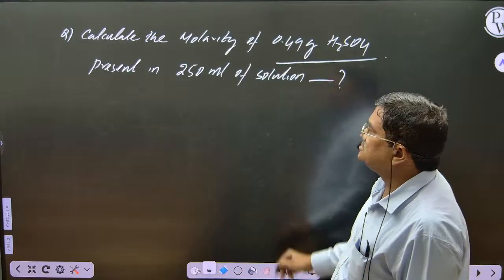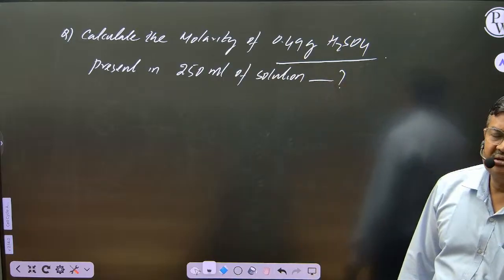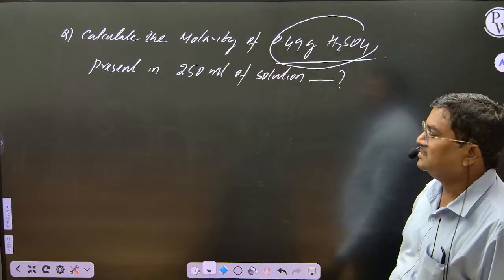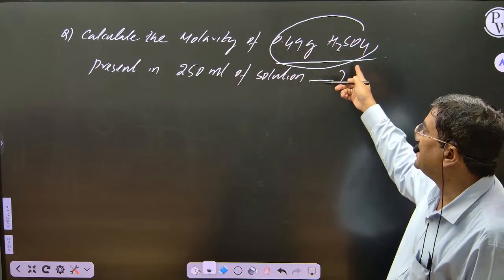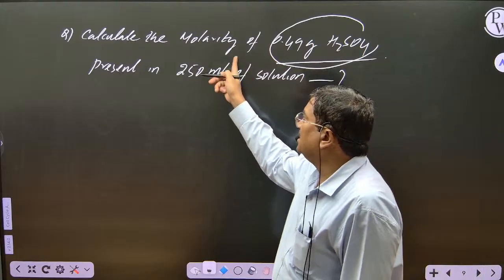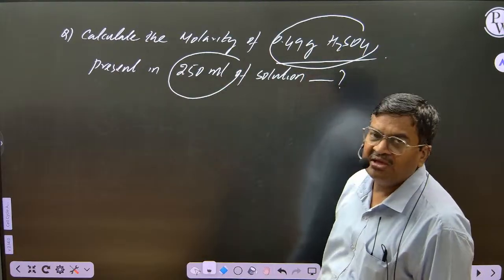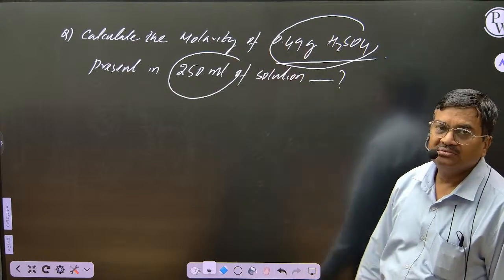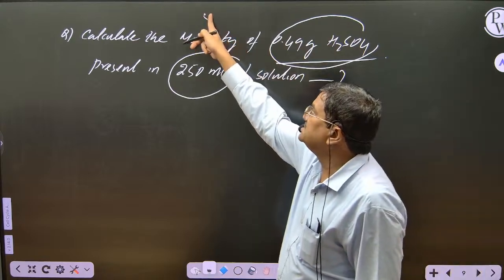Now, question understood. When a question is given, write the data. See, mass of solute given to you is 0.49. What substance is it? Sulfuric acid. It is present in how many ml of solution? 250 ml of solution is given. Asking to find what? Molarity. Now what is the relation for molarity?